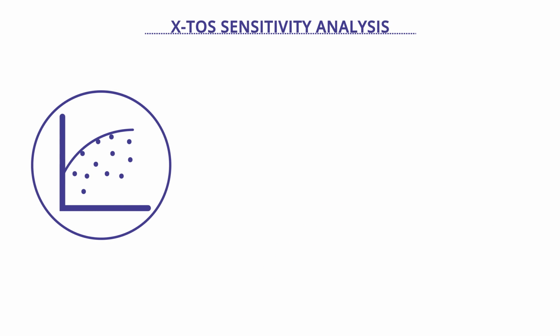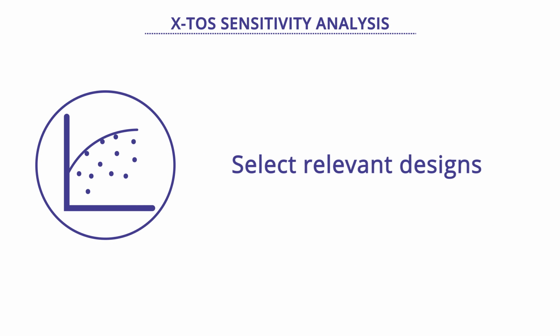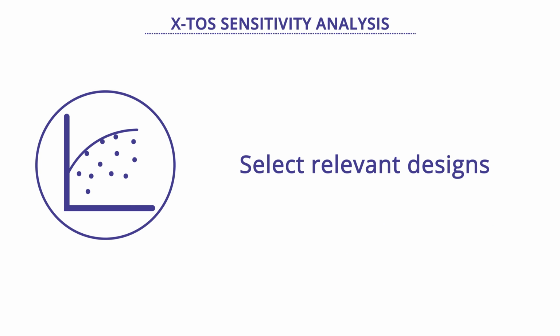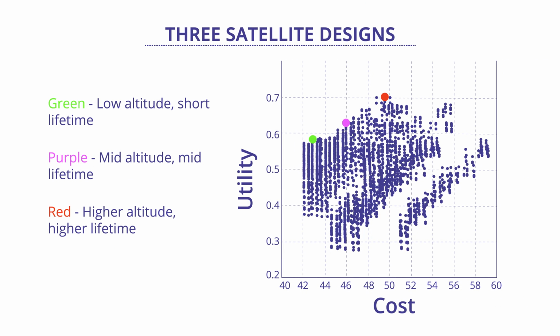For the sensitivity analysis, we're going to select relevant designs in order to trace the impact of variations in our assumptions on those designs. This is for illustration purposes. One could look at a larger set if one desires. For this particular case, we look at the trade space and the Pareto front. We pick three distinct categories of designs. One's a low altitude, short lifetime, one's a mid altitude, mid lifetime, and one is a high altitude, high lifetime.